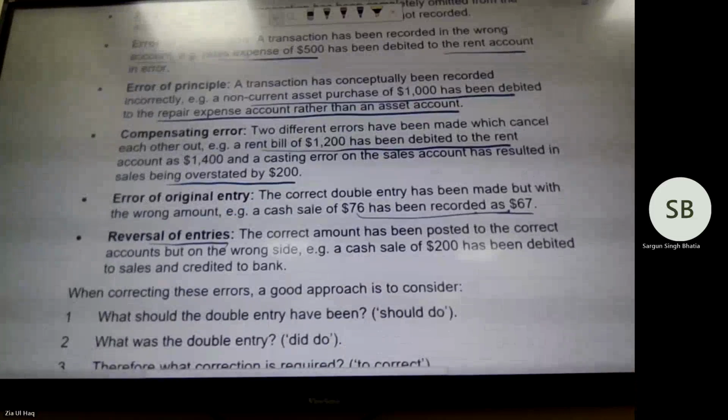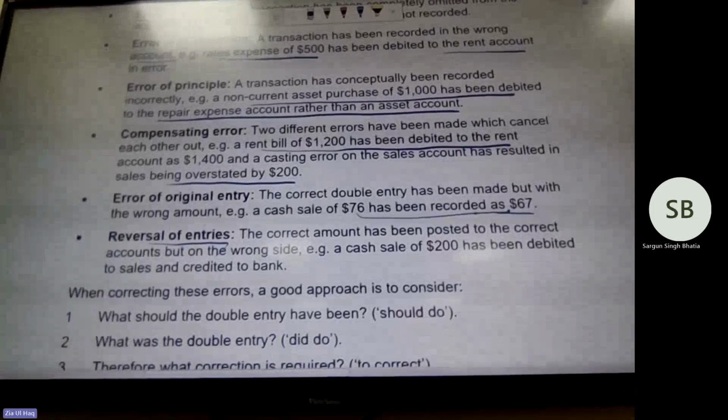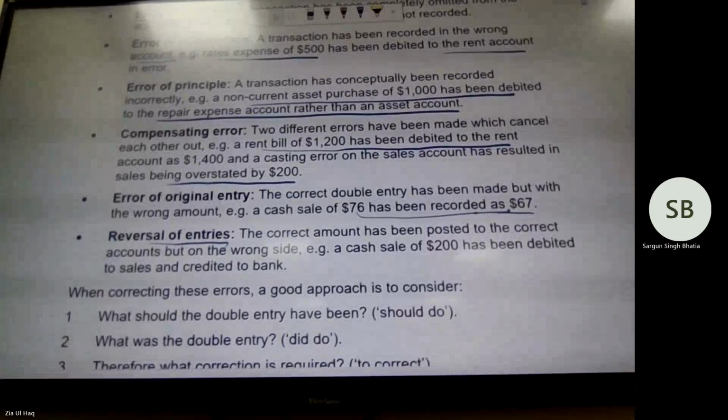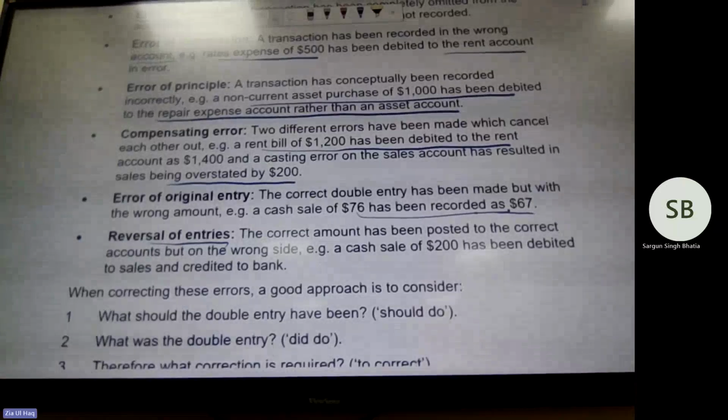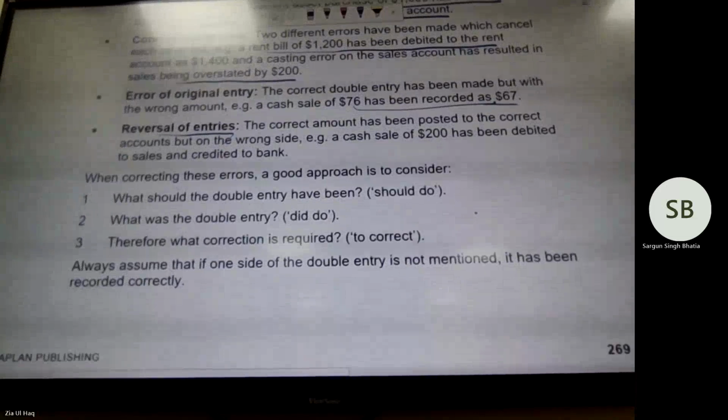Compensating errors, where you have to rectify with two different entries. Error of original entry, where you wrongly stated the amount. And reversal of entry, where you made the reverse entry.